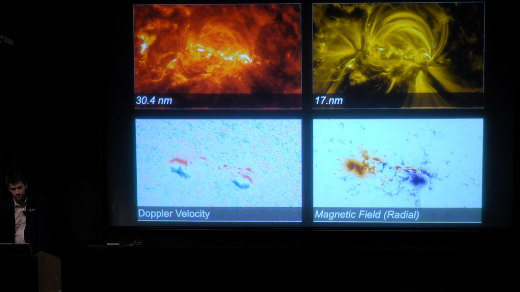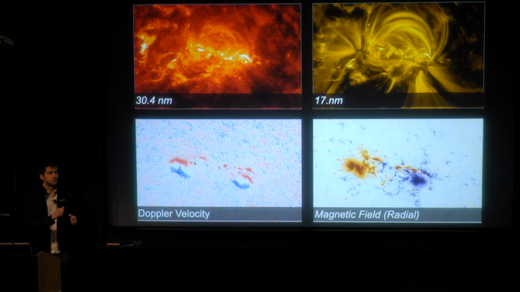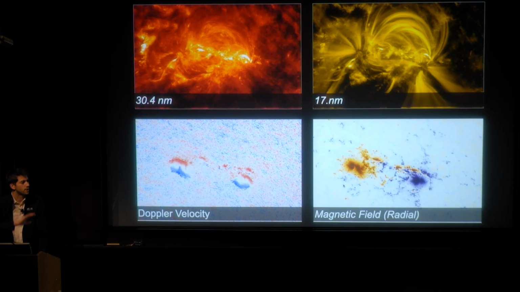What you have in general is different measurements. Here you see another extreme ultraviolet measurement on the sun. You see here a Dopplergram, which is a measurement of the velocity at the surface of the sun. You also measure the magnetic field. So you have these different measurements.